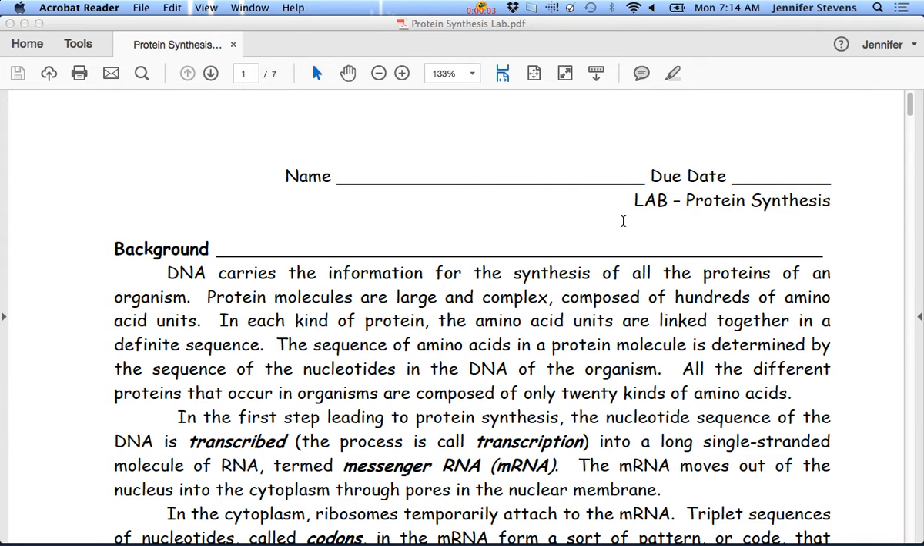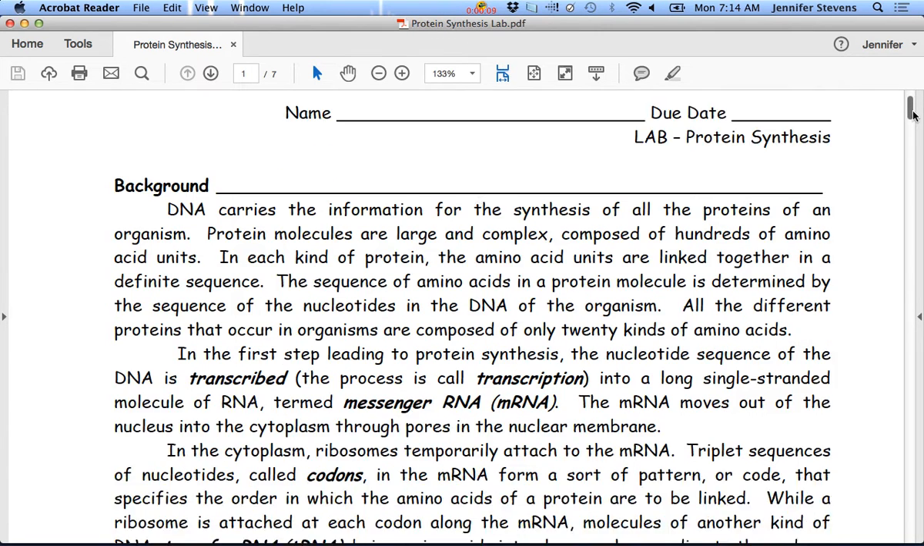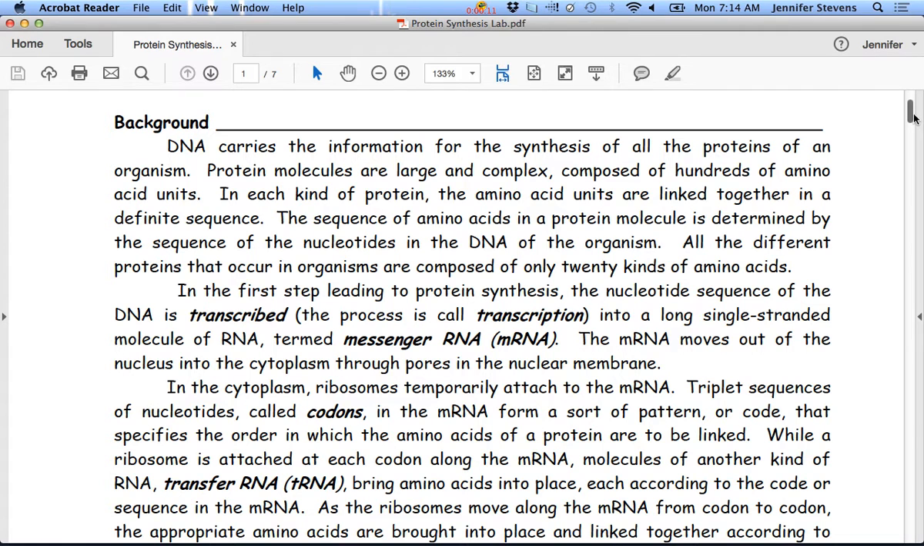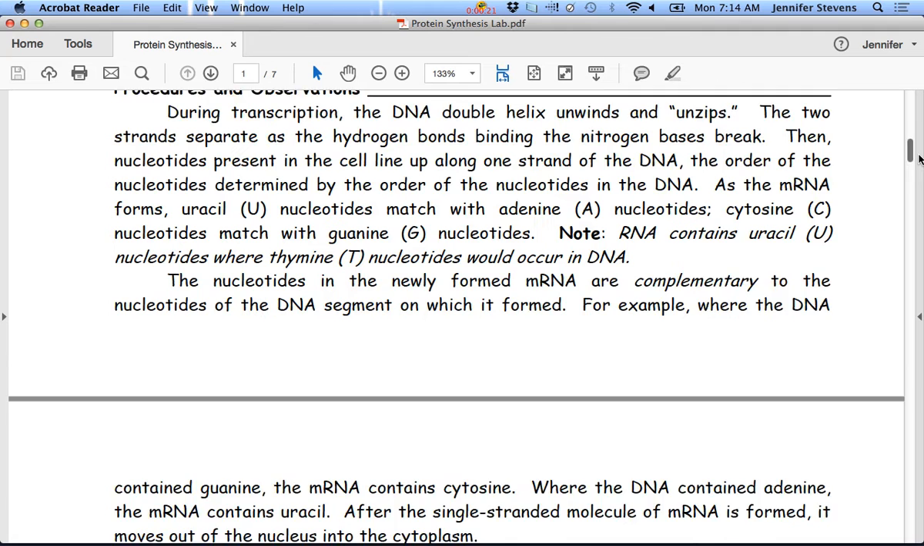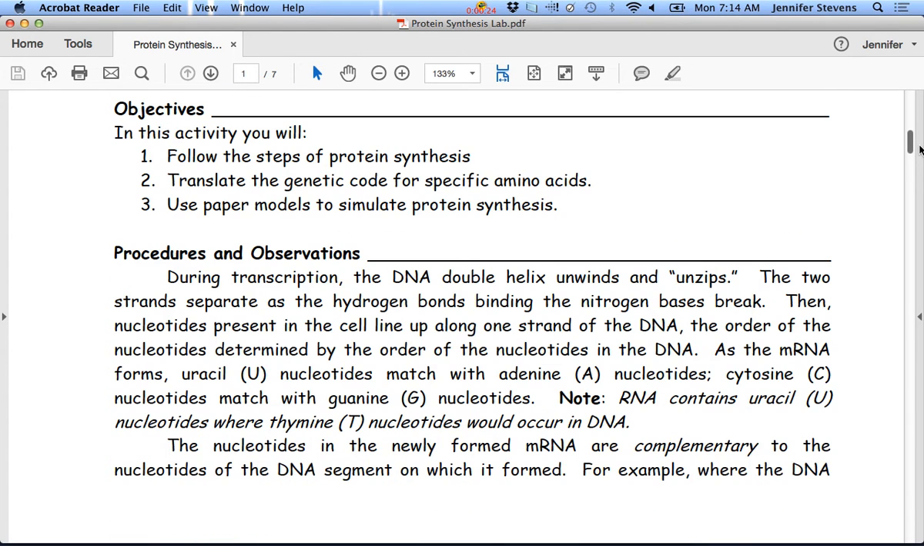All right, so today we're going to be working through this protein synthesis lab. The beginning is just a review of what we've covered so far with regards to DNA, RNA, and transcription and translation. So please read through it and make sure that you understand it. The first part is about transcription.